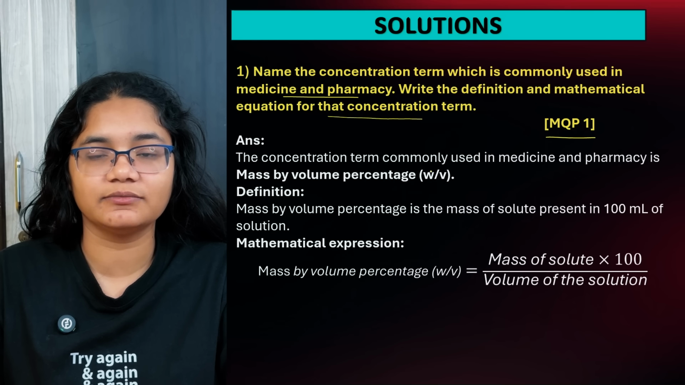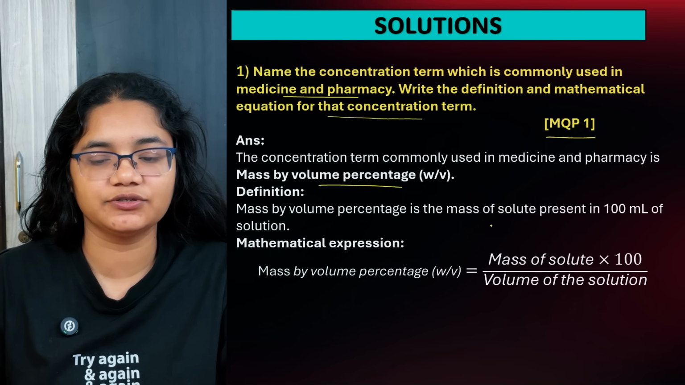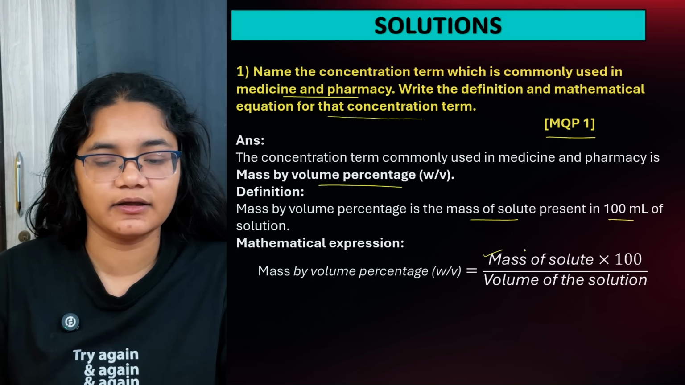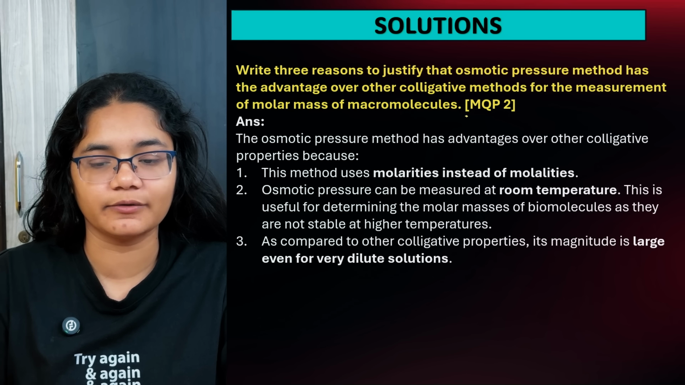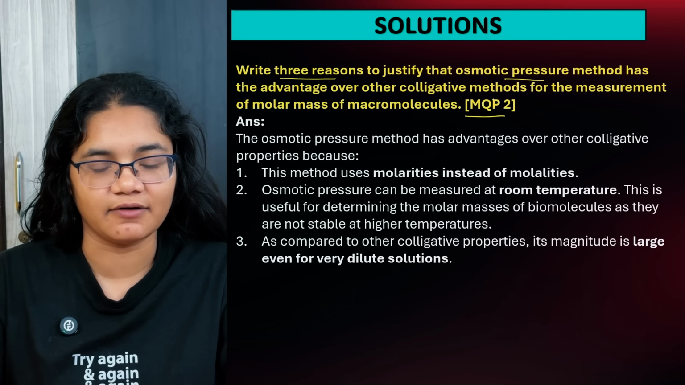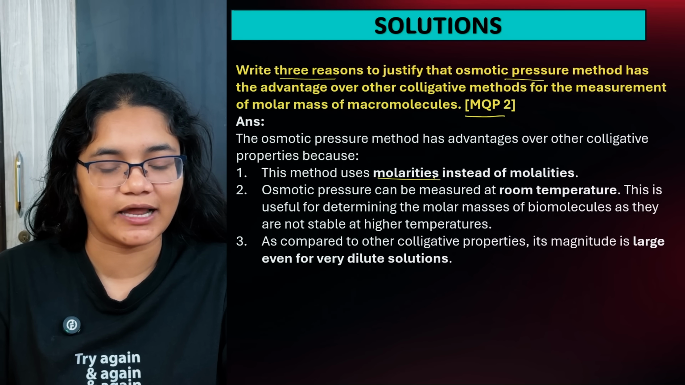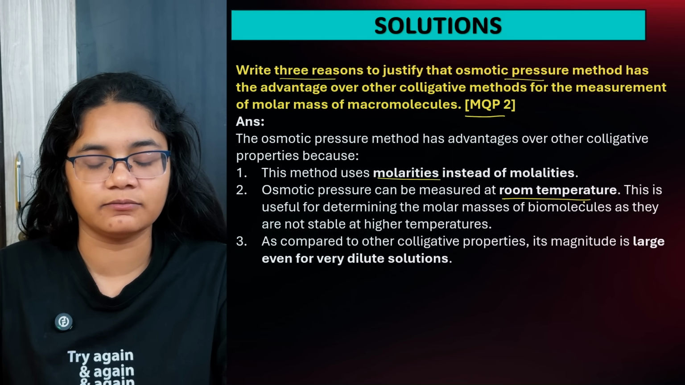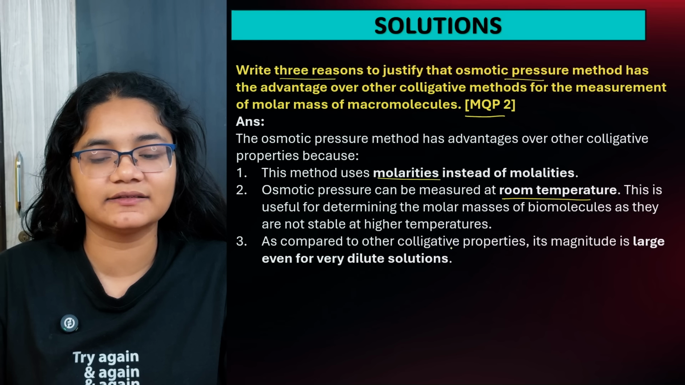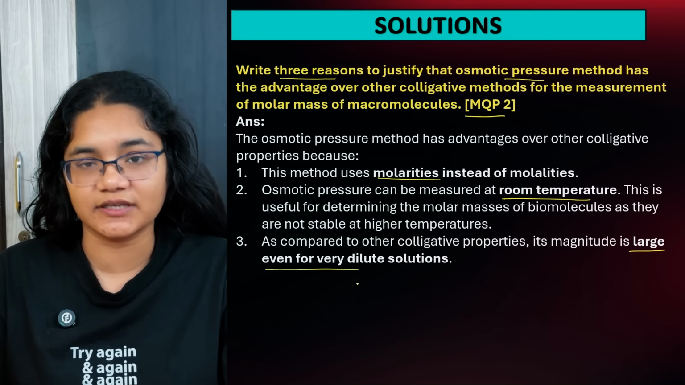The concentration term that is commonly used in medicine is mass by volume percentage. And what is its definition? It is the mass of the solute present in 100 ml of the solution, and then its mathematical expression. Next is from model question paper 2. Write 3 reasons to justify that the osmotic pressure method has the advantage over other methods. The first one is it uses molarity instead of molality. Second, the observation can be done at room temperature. And the third one, as compared to other colligative properties, it gives you a large value even for dilute solutions.